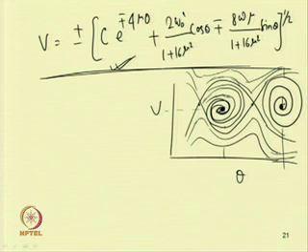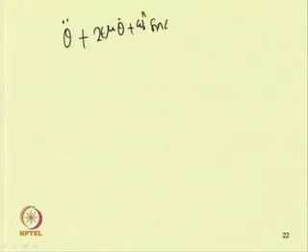One can use this method of multiple scales to find the response of the system. One can also use an approximate method. For example, by taking the approximate method, let us write this equation in this form. The original equation is theta double dot plus 2 epsilon mu theta dot plus omega 0 square sin theta equal to 0, and one can find the solution of this.